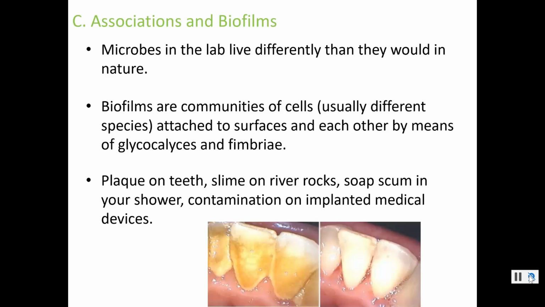So one of these things that we see about bacteria growing in their normal environments out in nature is that bacteria are capable of forming what we call a biofilm. Now, a biofilm is defined as a community of cells, different species, so not just one species, but a lot of different species, all living together, attached to surfaces, attached to each other by means of those glycocalyces and those fimbriae that we learned are structures used for attachment.